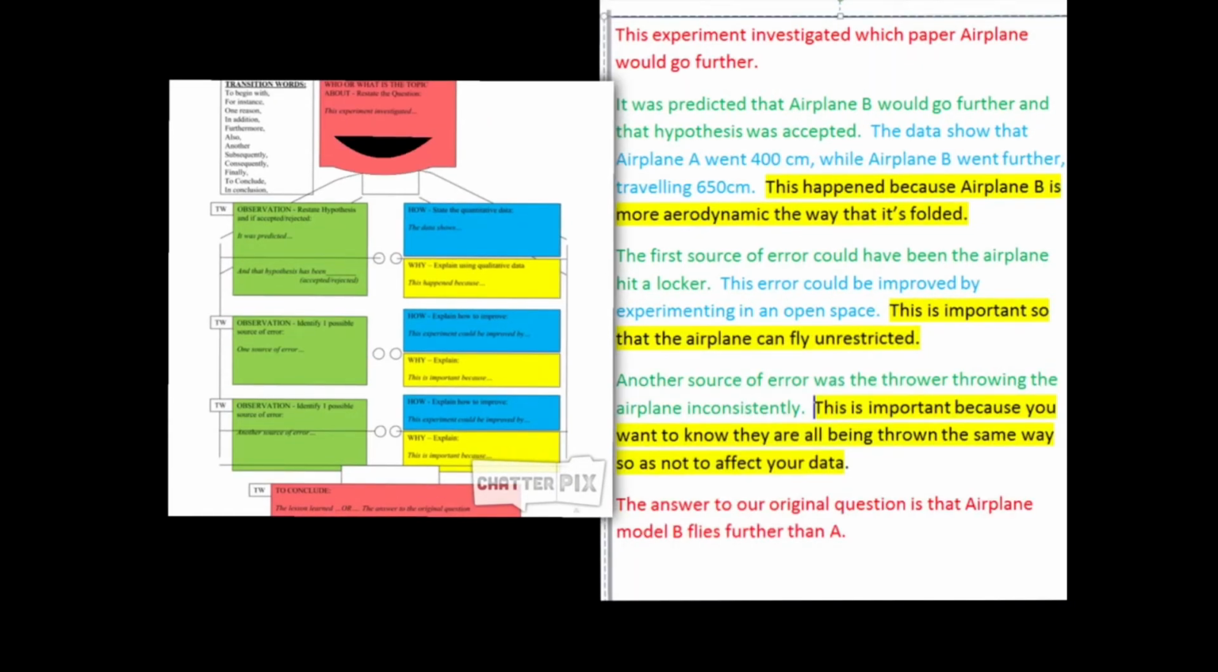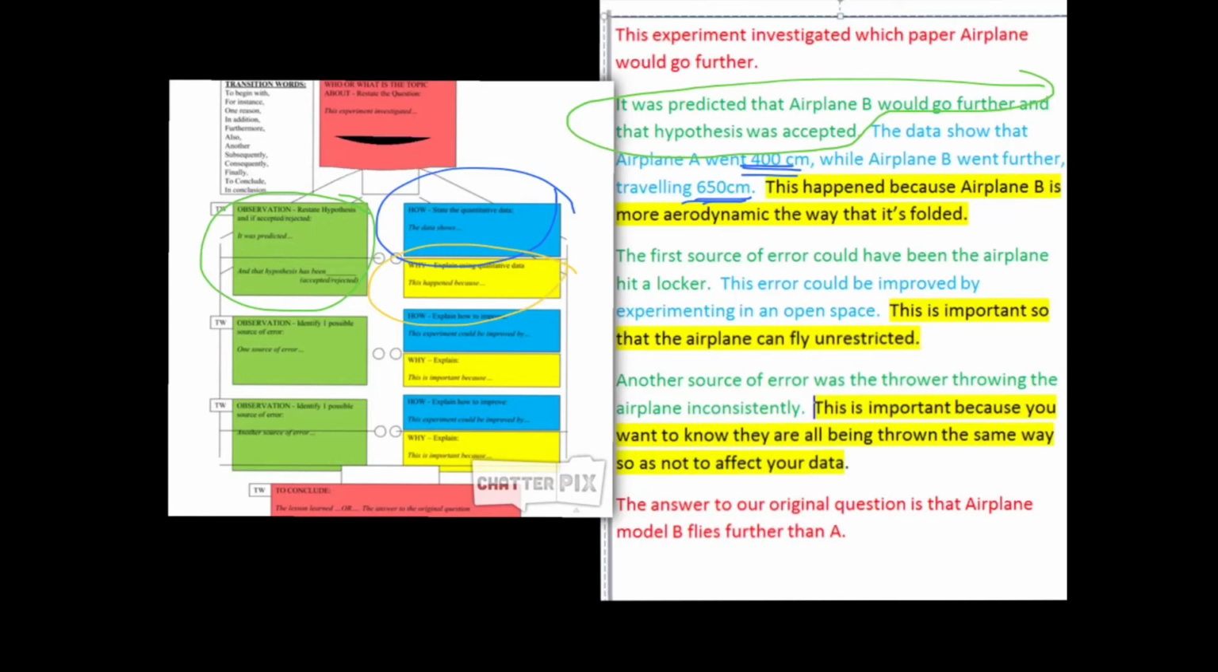Next up, in green, I write down or restate my hypothesis. It was predicted, and then I get to say if it was accepted or rejected. In blue, I state my quantitative data, which says that I say my numbers again. And finally, I explain why I got the numbers I got. For instance, why did the plane with the paperclip fly farther than the plane without the paperclip?